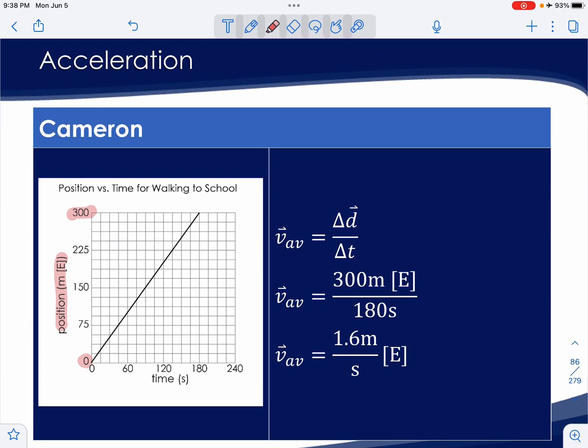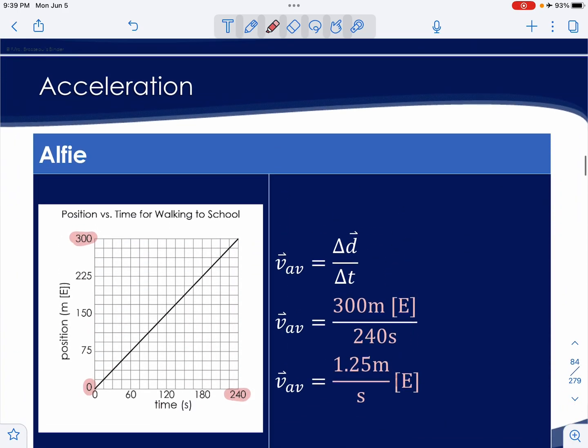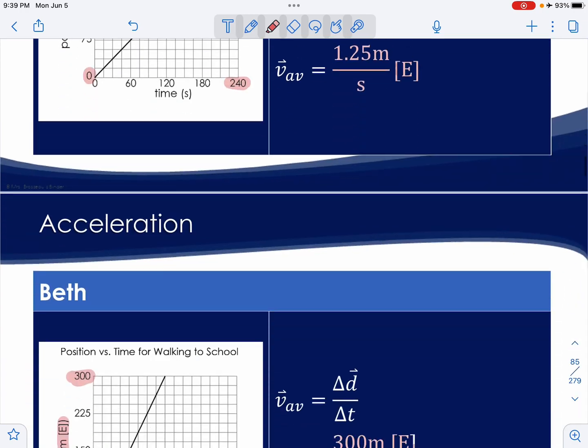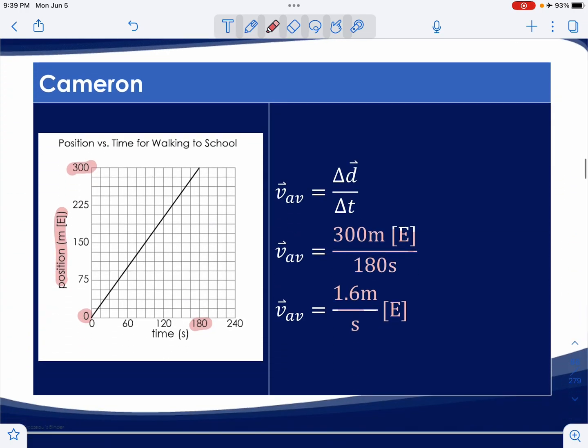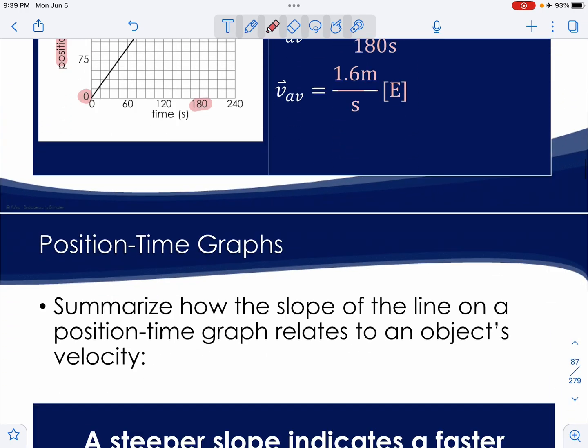Cameron makes the journey in 180 seconds. So this is kind of like Goldilocks and the Three Bears. Just right, in between. So Cameron does it in 300 meters and 180 seconds. And if you calculate that, that's 1.6 meters per second east. So you can see that from the three students, Alfie is the slowest, Beth is the fastest, and Cameron is in the middle.